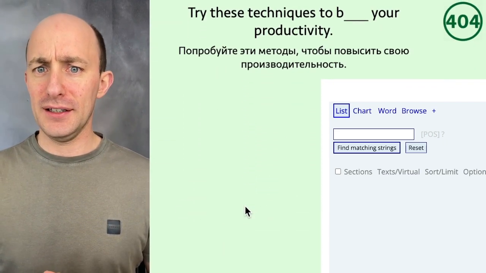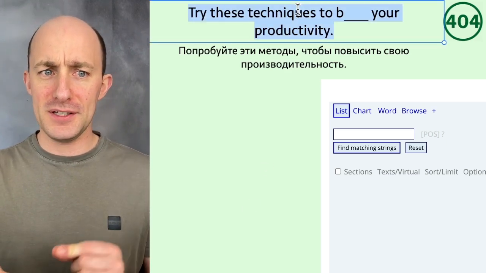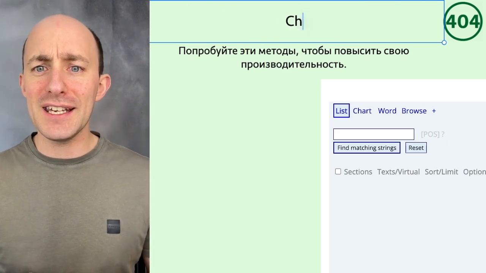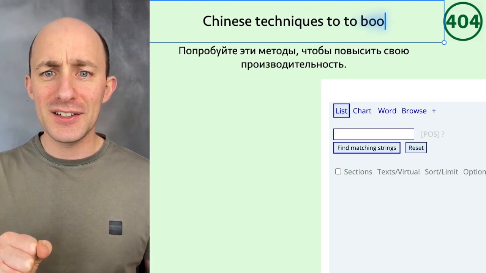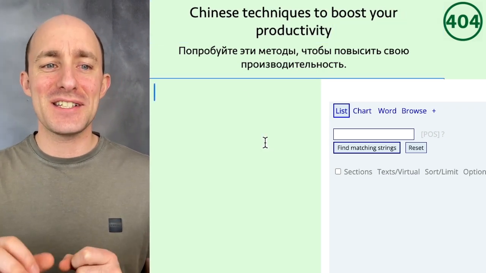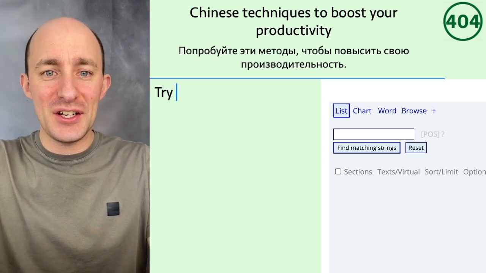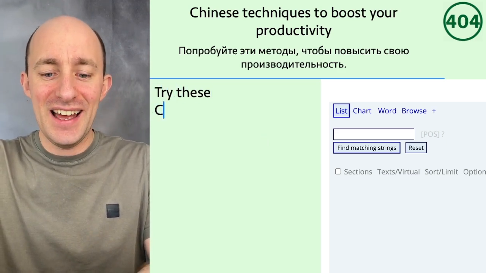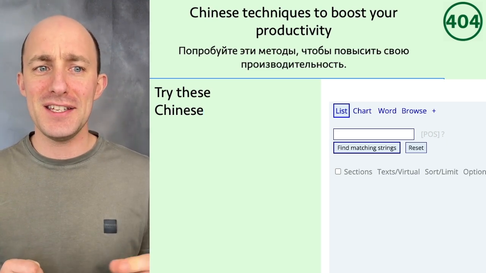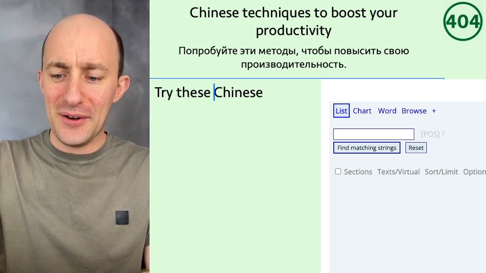Попробуйте эти методы, чтобы повысить свою производительность. Повысить. In this context, try these techniques to boost your productivity. That's interesting. So I use голосовой ввод текста, voice typing. And I said, try these. And voice typing wrote Chinese, which is quite funny. Try these, Chinese. Apparently they sound similar. That is quite funny.